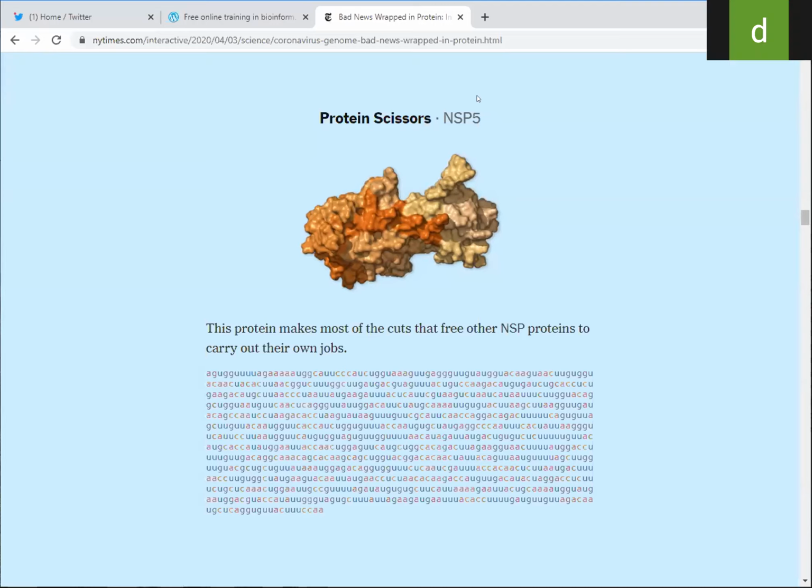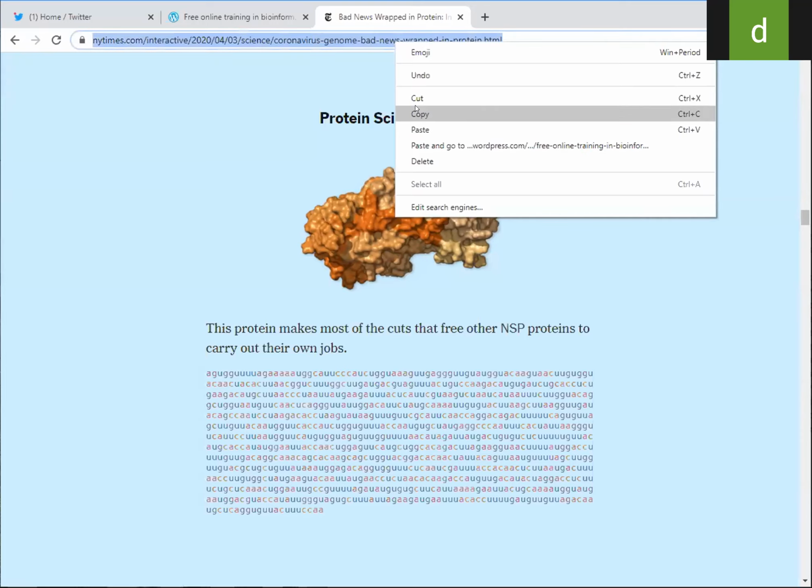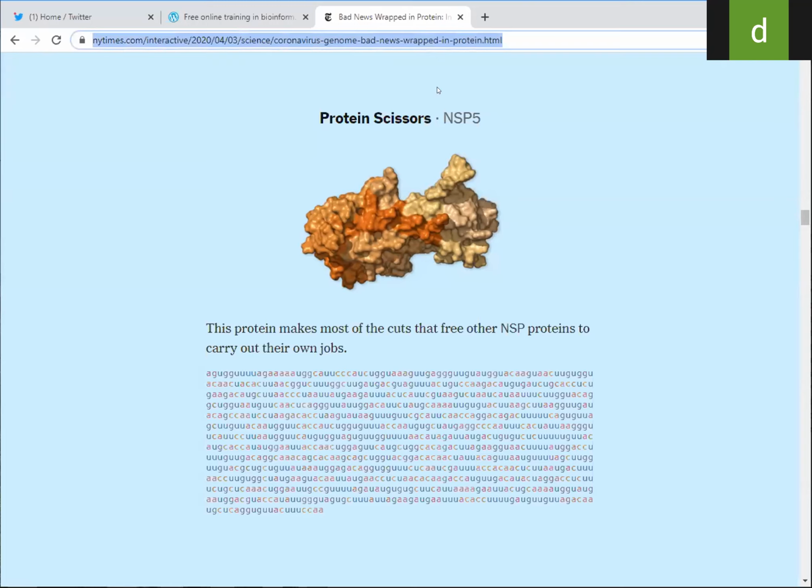Can you please share the link with me, or any way I can access this site? Yes, because it's really tiny and I can't see it on my phone. New York Times and coronavirus. You can see the URL there at the top. I guess you can't copy and paste that there. I could put this in the chat session. Yes, that would be helpful.